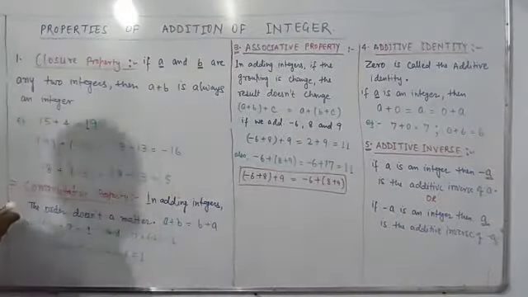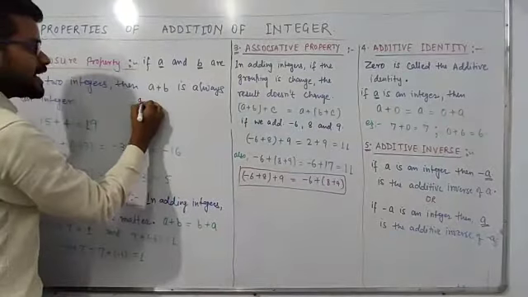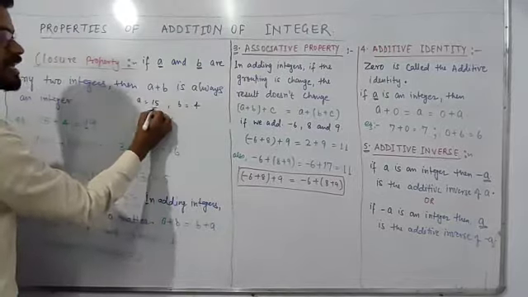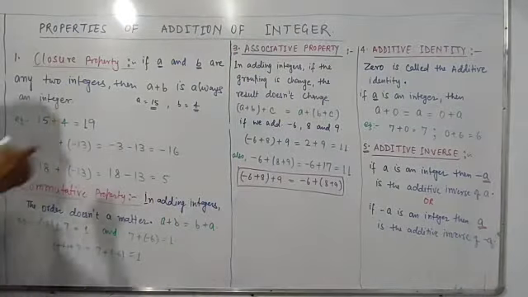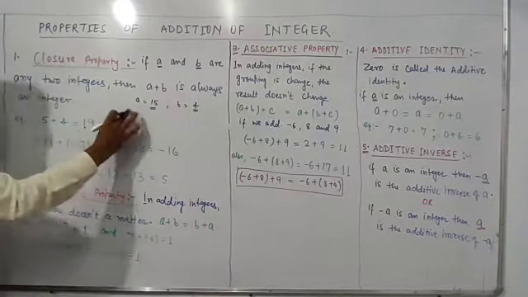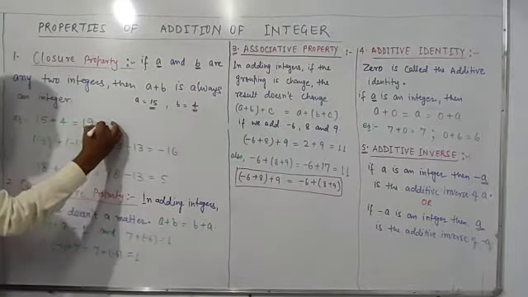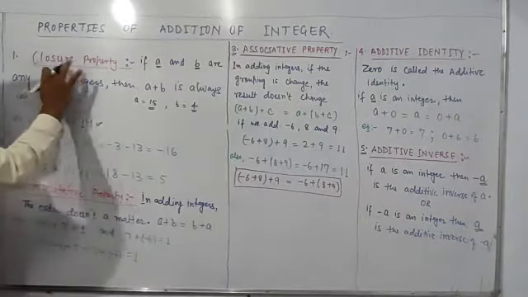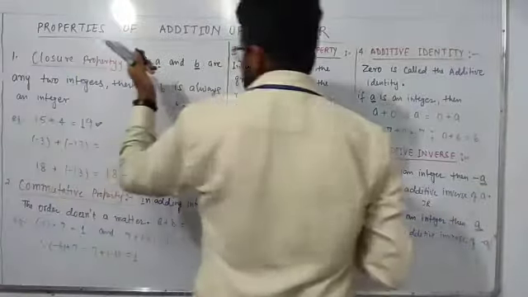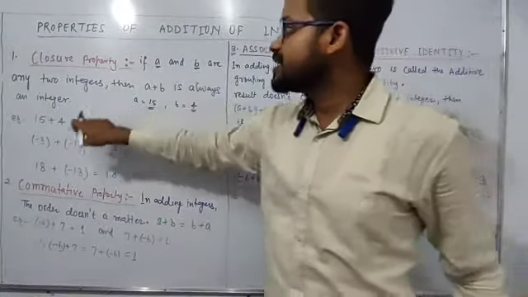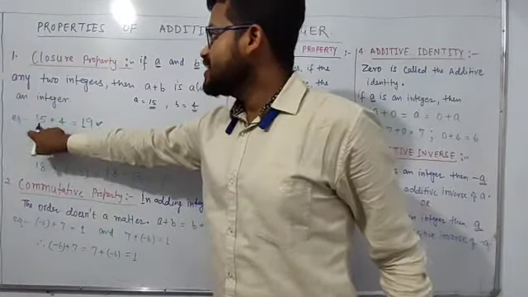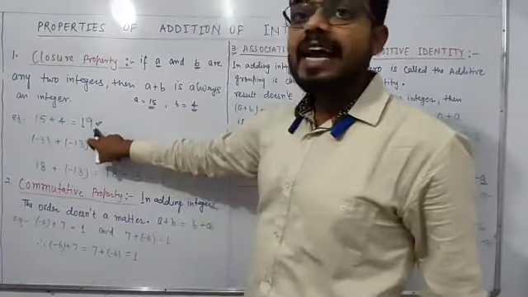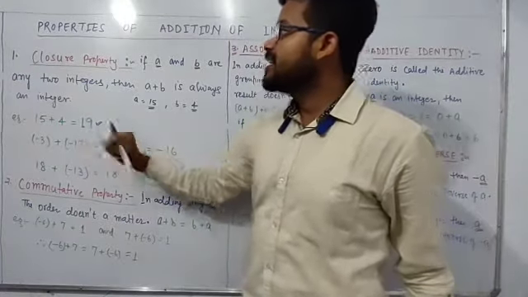According to the definition, if we take a equal to 15 and b equal to 4, both are integers, 15 and 4. After addition we get 15 plus 4 is equal to 19. So 19 is also an integer. According to the closure property, a and b are two integers: 15 is an integer, 4 is also an integer. Then after addition we get 19, which is also an integer.